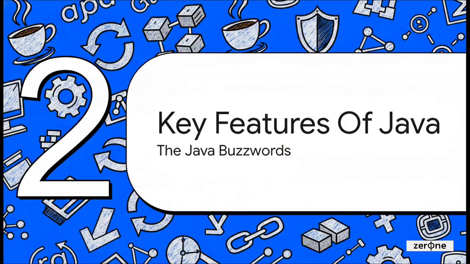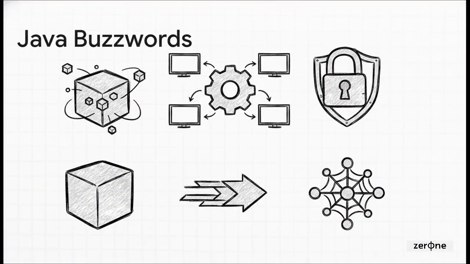Moving right along to our next core topic, key features of Java. So, why did Java survive when so many other programming languages just kind of faded away? Let's look at the intrinsic qualities that made it an absolute industry standard. These are what we call the Java buzzwords. First up, it's strictly object-oriented. Essentially, everything is modeled as an object.